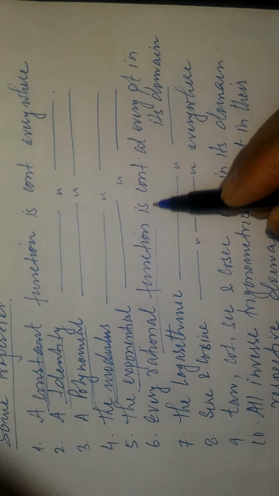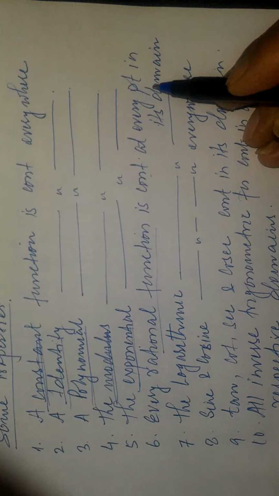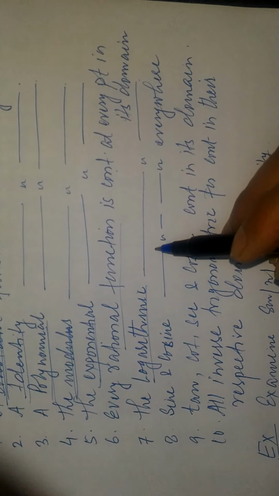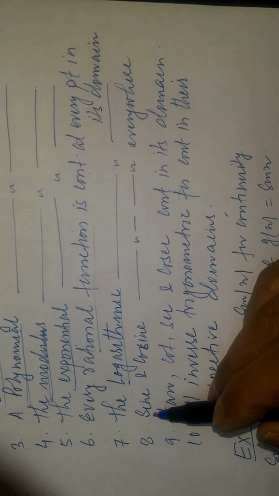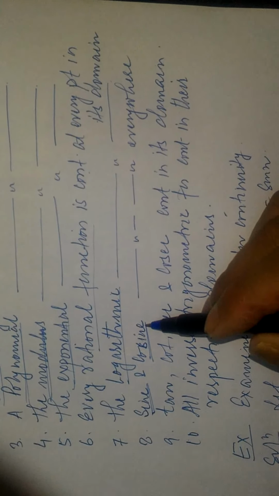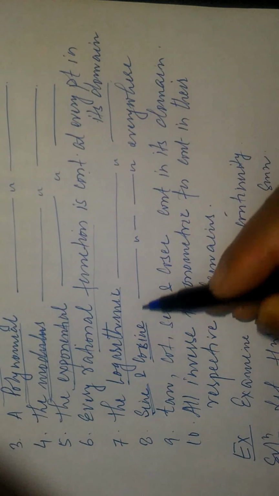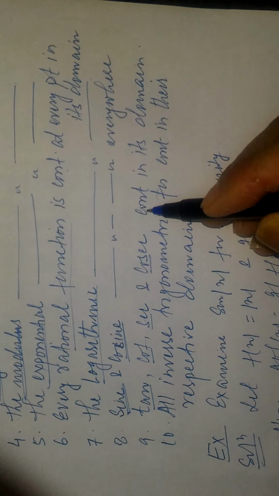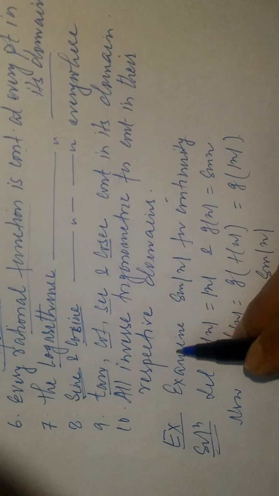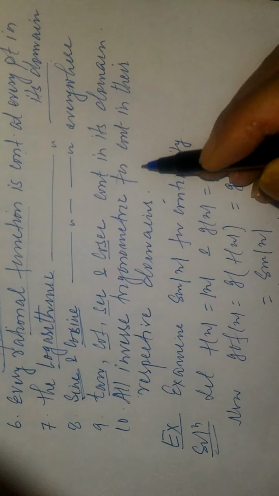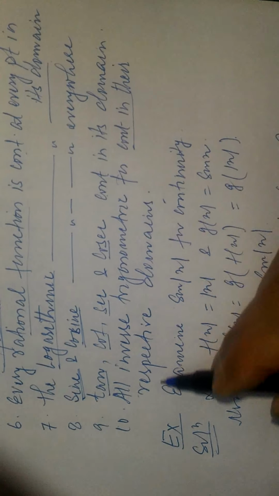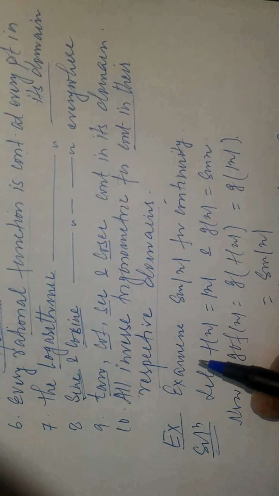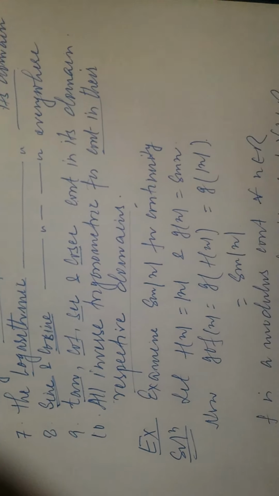Again, the rational function is continuous at every point in its domain, provided its denominator is not 0. The logarithm function is again continuous at every point in its domain. Sine and cosine functions in trigonometry are continuous everywhere because their domains are again all real numbers. Tan, cot, sec, cosec are continuous in their domains. All inverse trigonometric functions are continuous in their respective domains. So these are all the functions which we know are continuous in their domains.